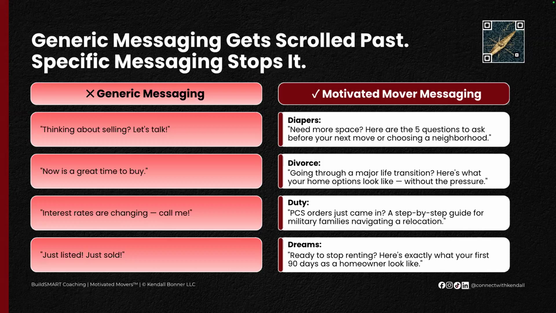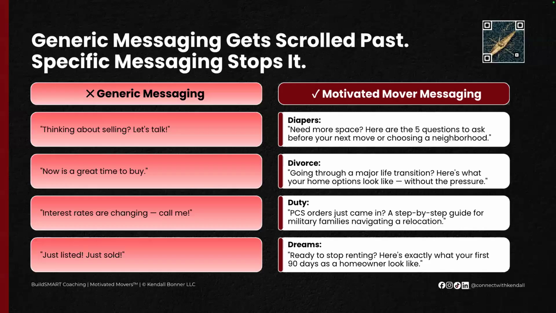Versus if you look at the right side, more specific conversations are being started. For growing households: you need more space, here are 5 questions to ask before your next move or choosing a neighborhood. For separating households, going through a major life transition: here's what your home options look like without the pressure. For military relocation, you could say something like, PCS orders just came in, here's a step-by-step guide for military families navigating relocation. Or you could say military service members. For first-time and first-generation homebuyers: ready to stop renting? Here's exactly what your first 90 days as a homeowner looks like.